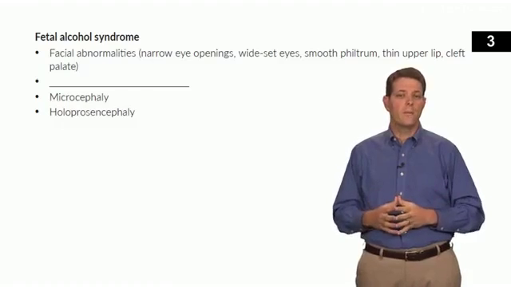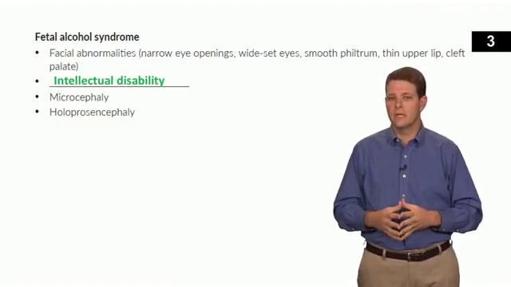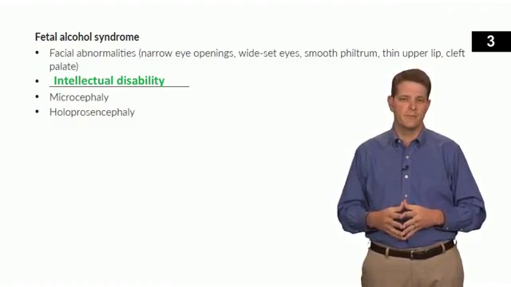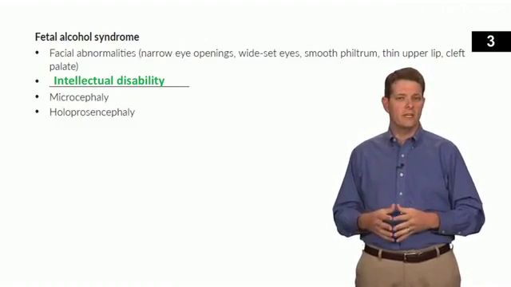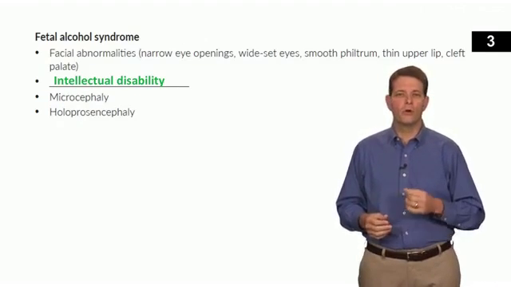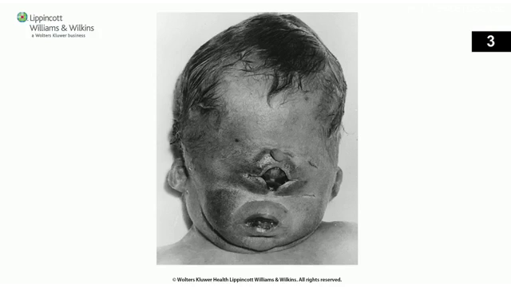Fetal alcohol syndrome is also a major cause of intellectual disability, which used to be called mental retardation. And along with that, you have microcephaly, and you can also see something called holoprosencephaly. Now, holoprosencephaly is where the hemispheres of the brain fail to separate across the midline, and it's often associated with facial anomalies where the facial structures fail to separate, so you can get a single midline eye. So again, it's another kind of midline facial deformity.